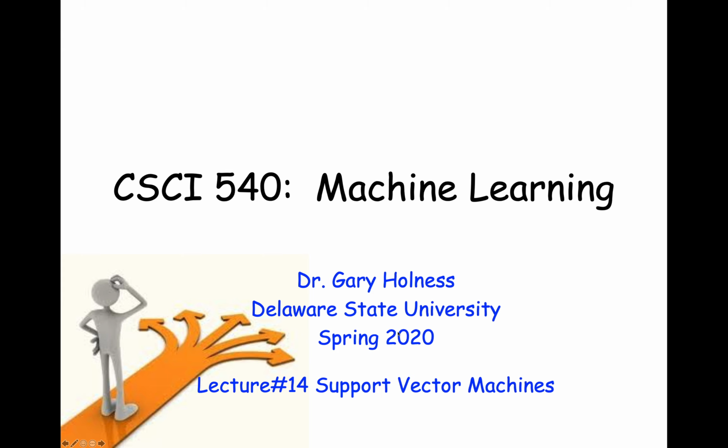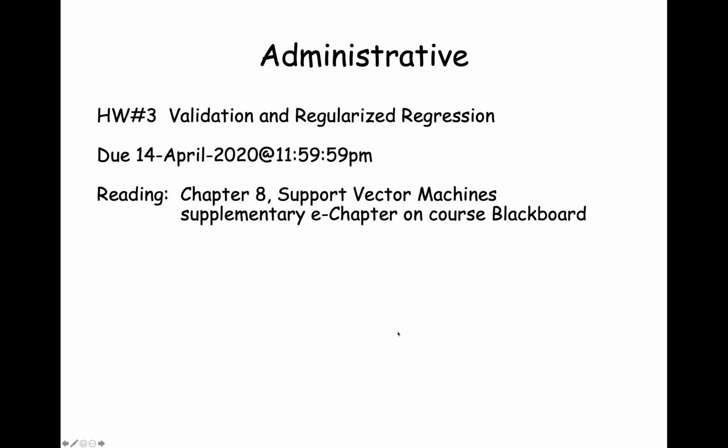A little bit of administrative work first. The third homework, which is on validation and regularized regression, is due the 14th of April 2020, 1 second before midnight, 11:59 and 59 seconds p.m. The homework due date originally was the 13th of April, but that was changed to the 14th because April 10th through 13th is Easter recess. So I pushed that date later 1 day or 24 hours.